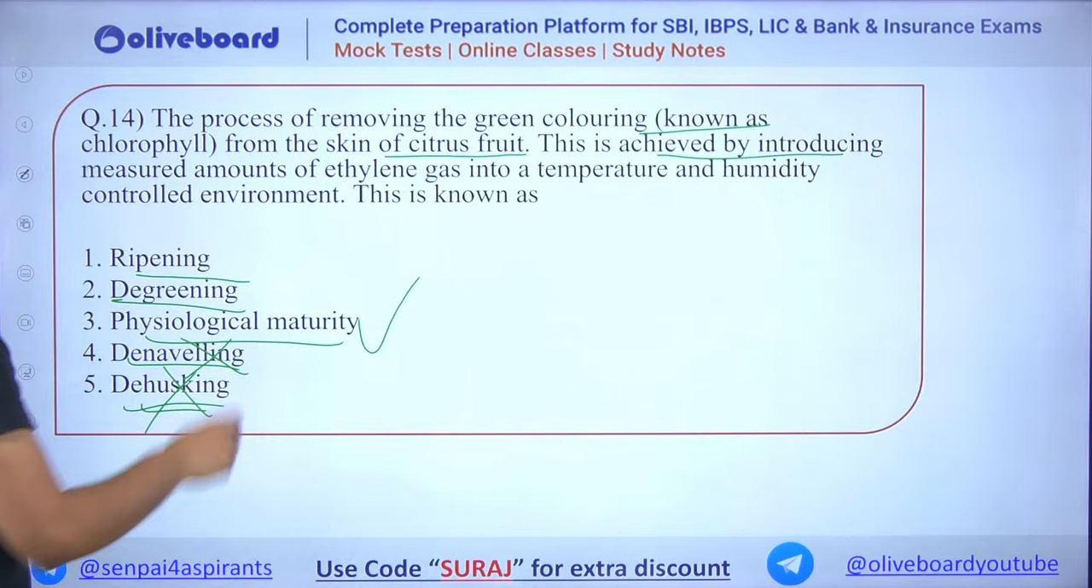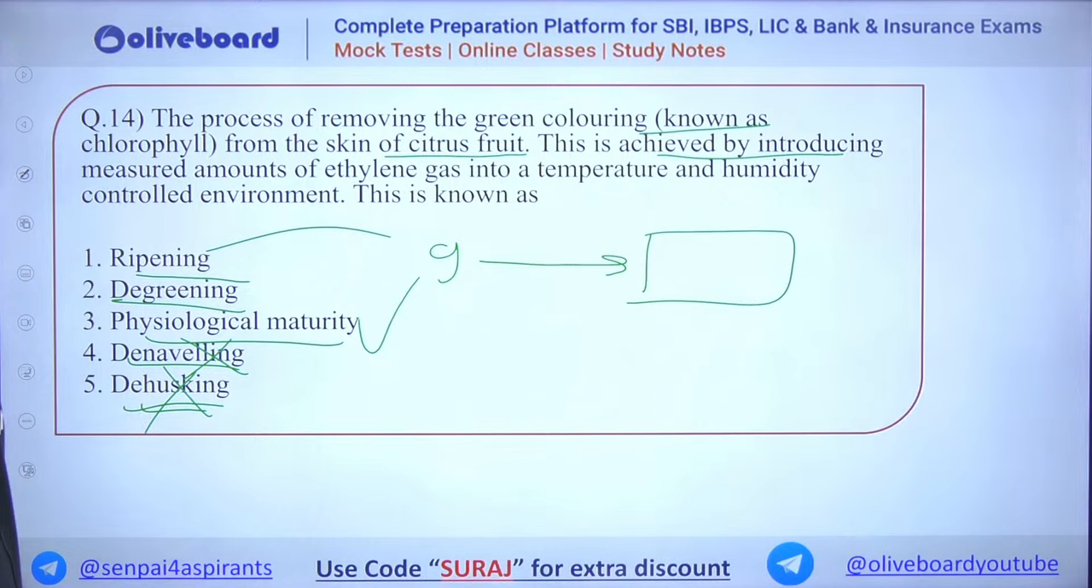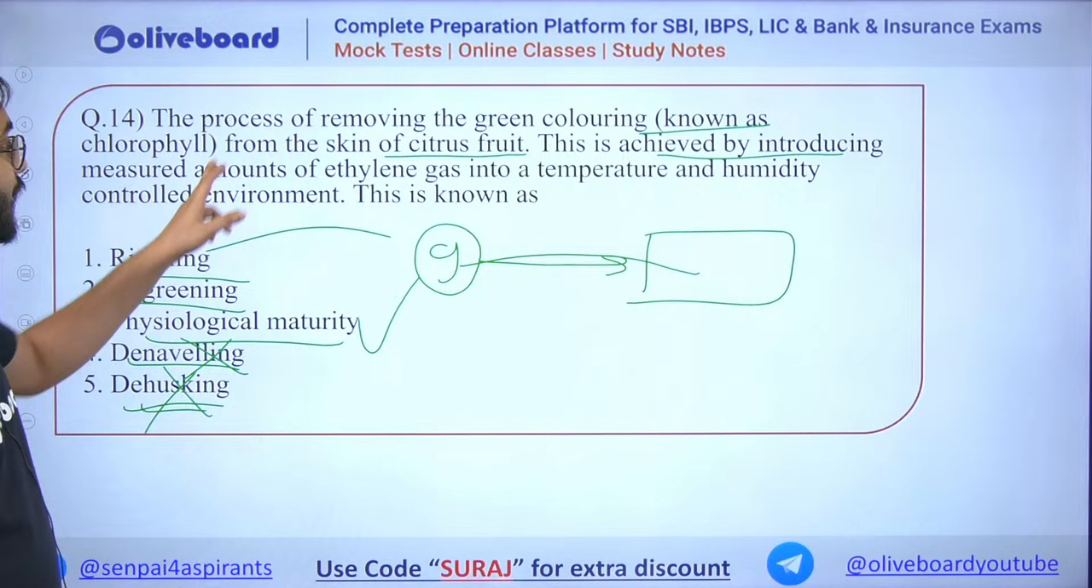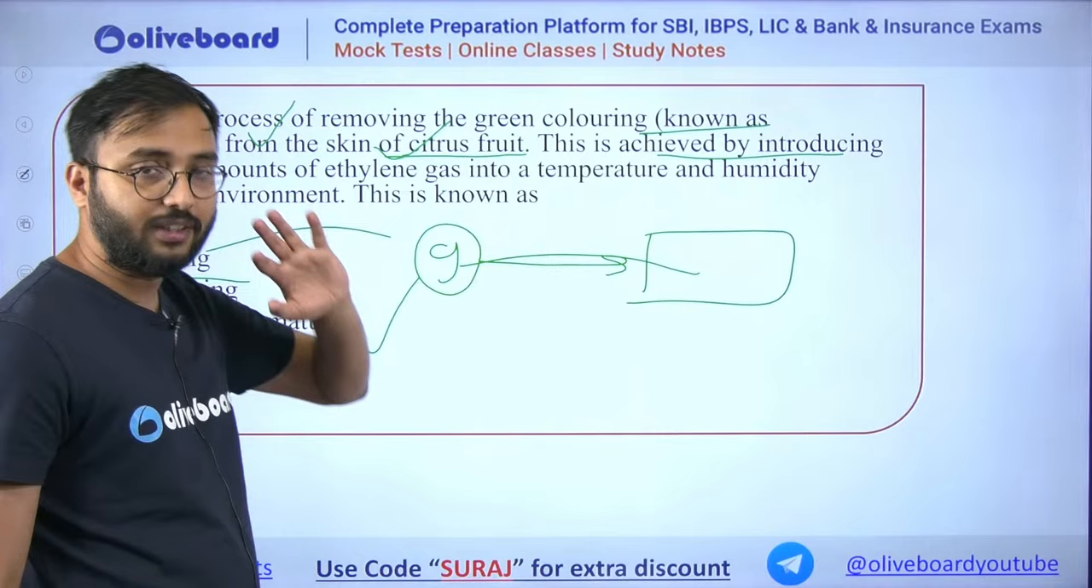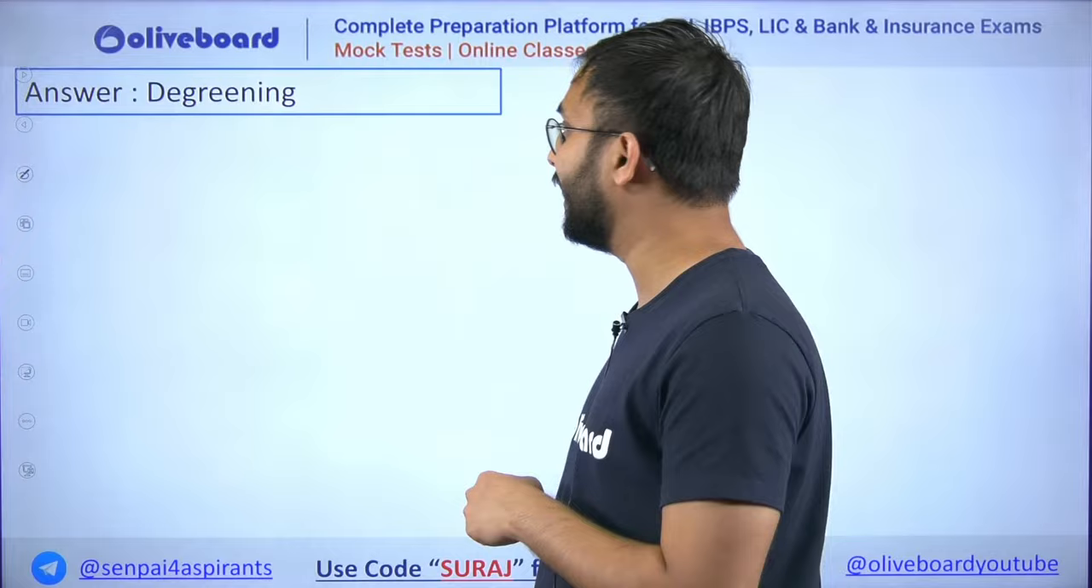Now, ripening is a process in which green color converts into maybe red color, yellow color or any other color. So, when we look at banana or mango, you will see that green color gets converted into the rest of the colors. Whereas degreening is the process of removing the green coloring in the skin of citrus fruits. So, here green color goes off. This is achieved by application of ethylene gas. So, the answer here is degreening. Okay. It's not ripening. Ripening is actually coloration of green color into some other color.